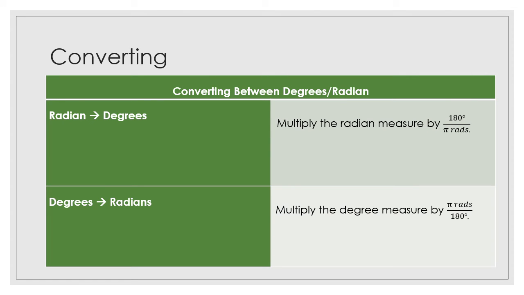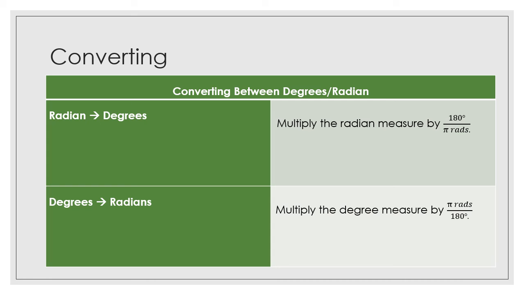So the last thing from this section is converting between radians and degrees. So I might ask, here's an angle that's measured in radians, I want it in degrees, or here's an angle measured in degrees, and I want it in radians. To go from radians to degrees, whatever I'm given in radians, I need to multiply that by 180 degrees over pi radians.